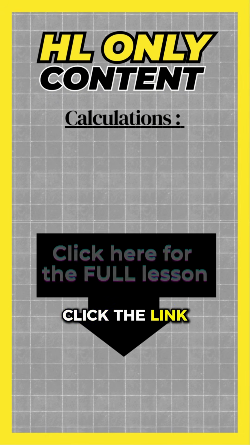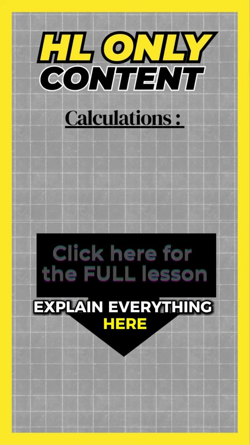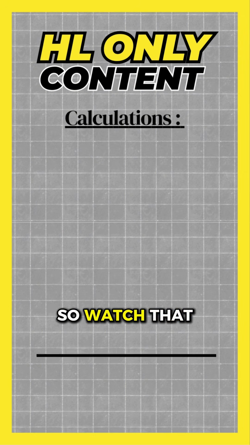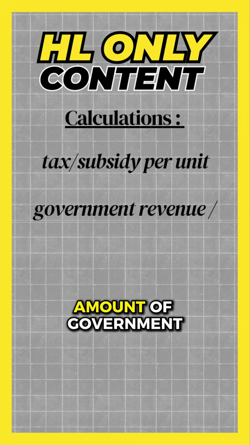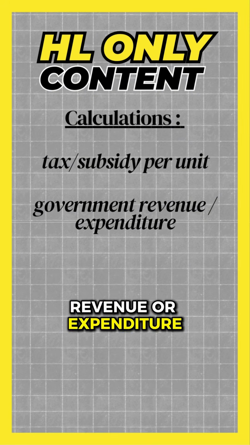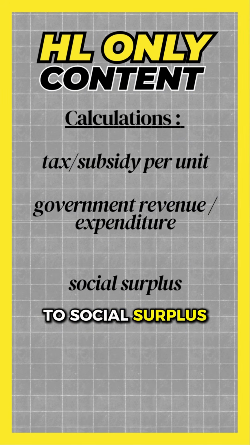And for the HL students, you need to be able to do the calculations. For that, you'll need to click the link to see the explanation in the full lesson. I only have 3 minutes for YouTube Shorts, so I can't explain everything here, but I do in the full lesson. So watch that and make sure you know how to calculate the amount of tax or subsidy per unit, amount of government revenue or expenditure, and the changes to social surplus.